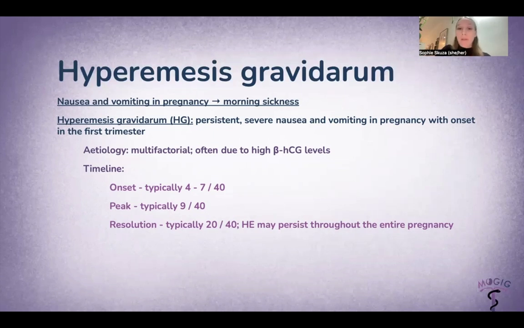The timeline of hyperemesis and morning sickness more broadly, the onset is typically between 4 to 7 weeks gestation, with peak typically by 9 weeks gestation, and it usually resolves by 20 weeks gestation. However, hyperemesis may persist throughout the entire pregnancy.